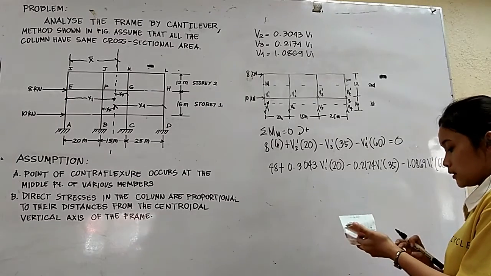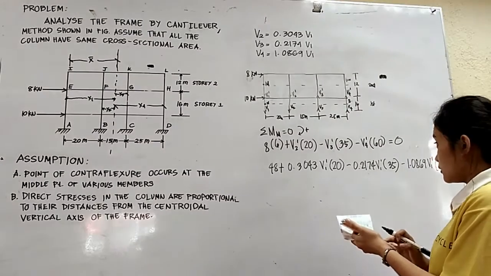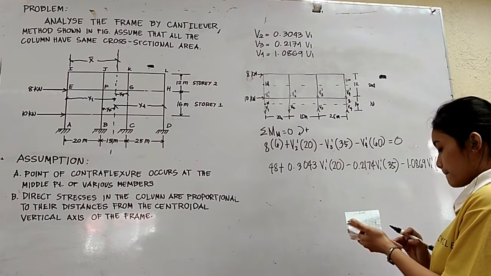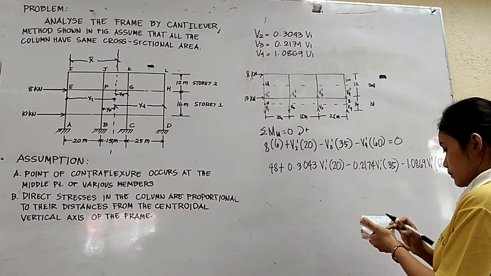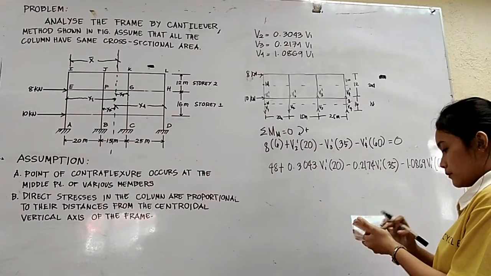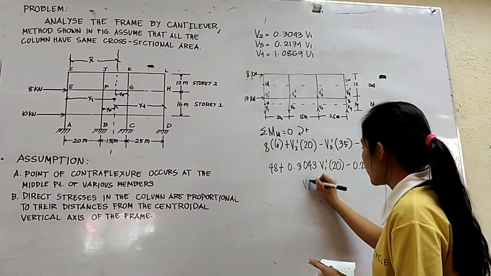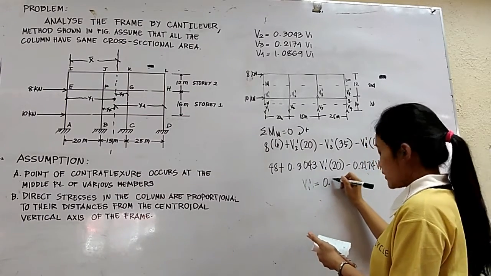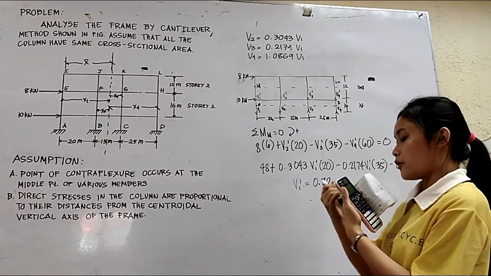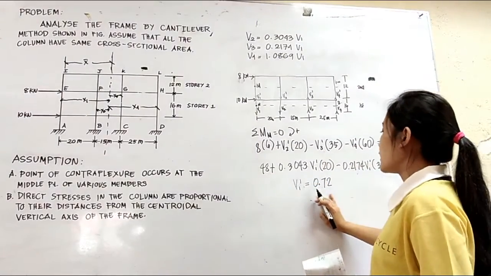48 plus 0.3048. So, the value of V1 prime is equal to 0.72. So, for now, we have the value of V1 prime. To get the values of V2 prime, V3 prime, and V4 prime, we just substitute.